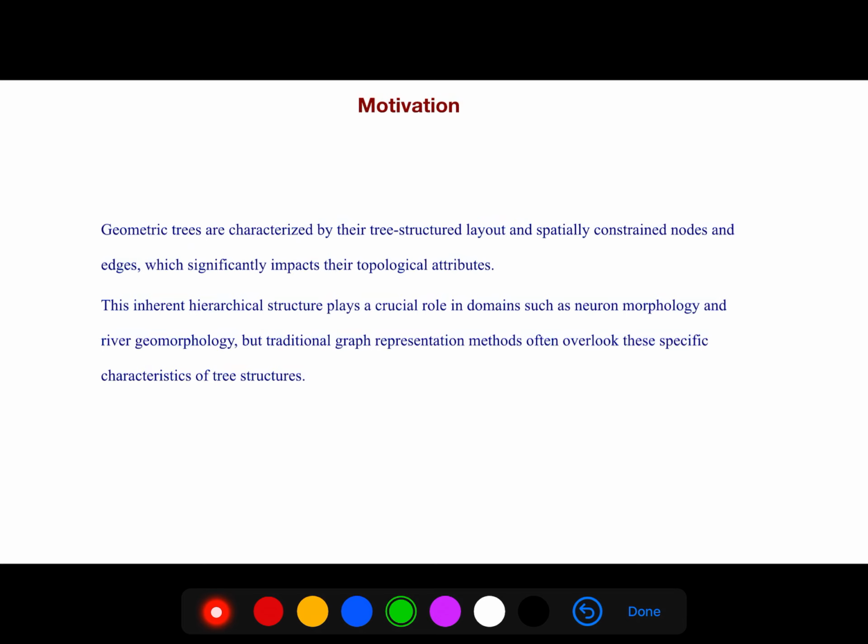So geometric trees are characterized by their tree-structured layout and spatially constrained nodes and edges. So the location, even the distance between nodes, the angle, the distance, all of these are important, which significantly impacts their topological attributes. This inherent hierarchical structure plays a crucial role in domains such as neuron morphology and river geomorphology, but traditional graph representation methods often overlook these specific characteristics of tree structures.